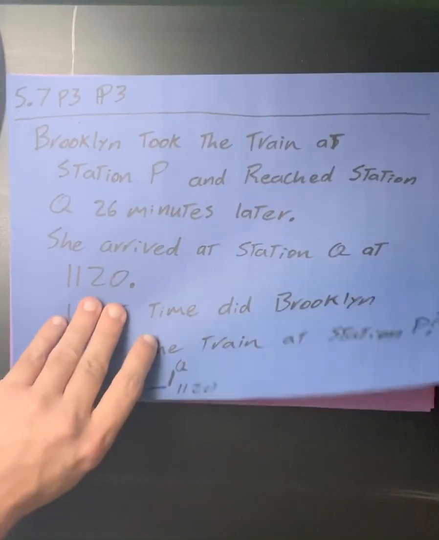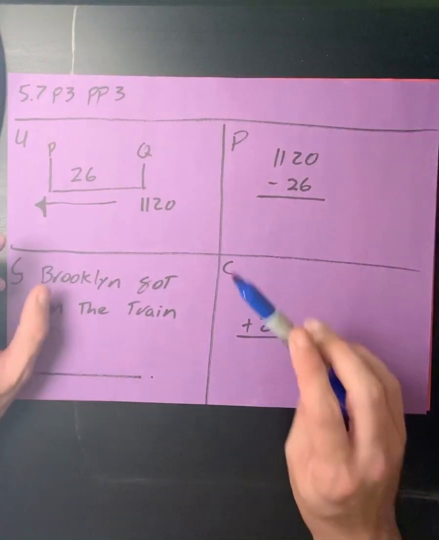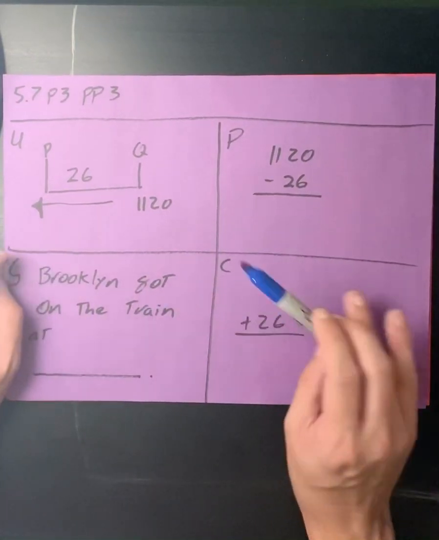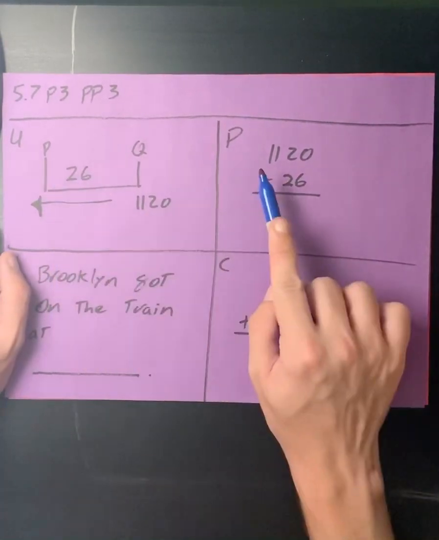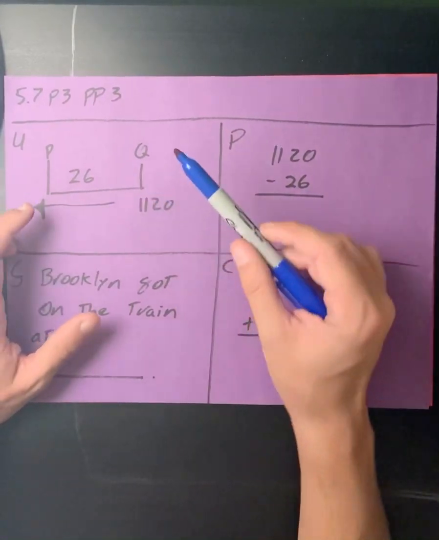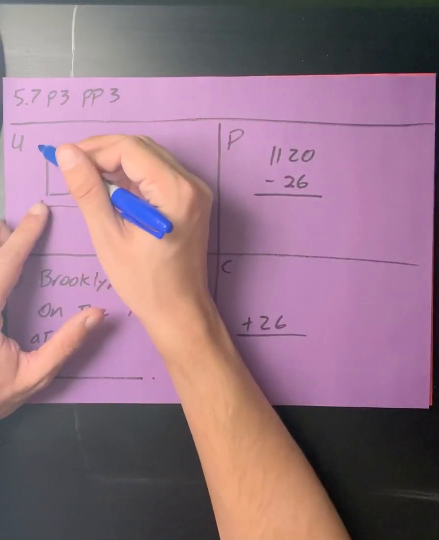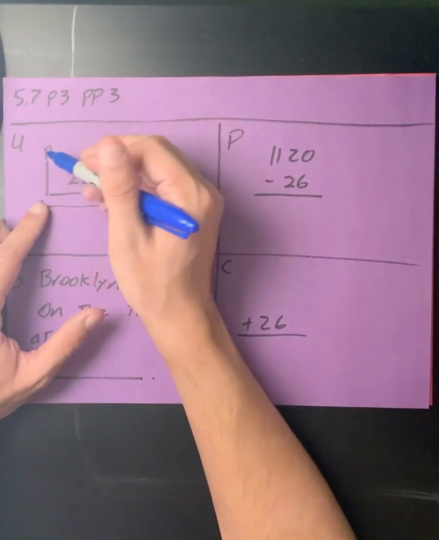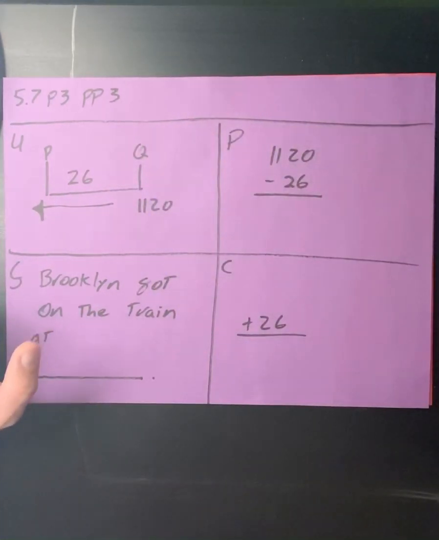All right, last slide that we have here is my 4-box method for understanding when Brooklyn got on the train. My understand, plan, solve, and check. To understand, I know that she ends at 11:20 and that we need to figure out what time she began 26 minutes earlier. So just like I've done in the previous problems, I will subtract.